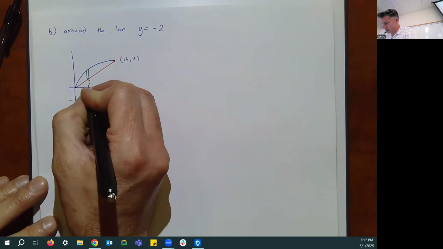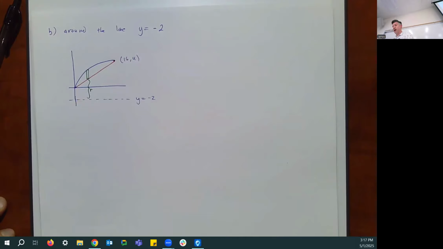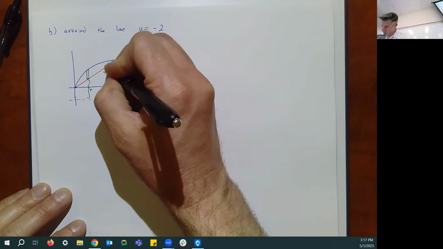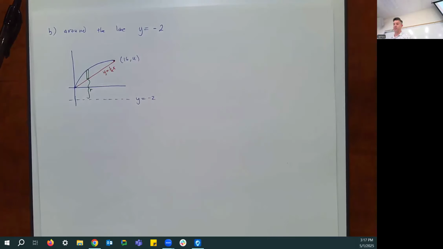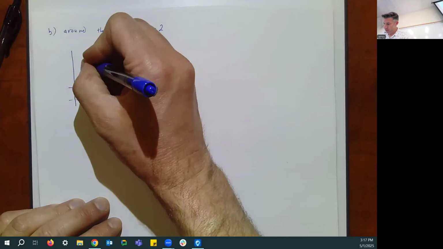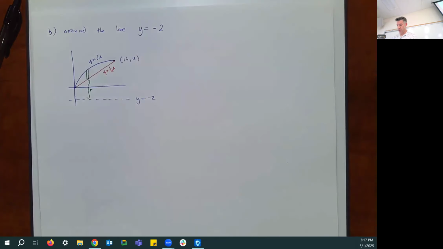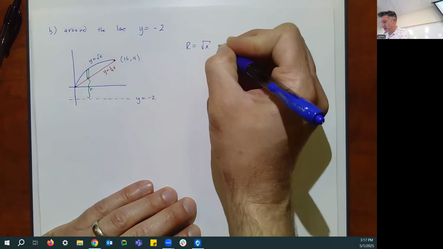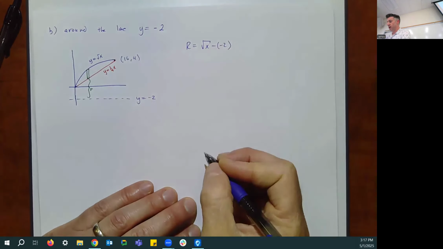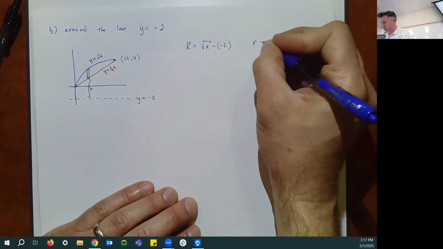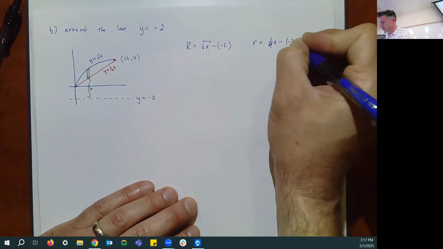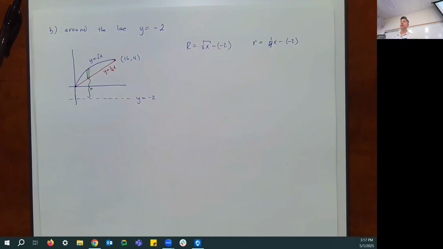My inner radius is now not just the function y equals 1/4 x, it's the difference between my function and the axis of rotation. Same is true for the larger radius as well. So to me, it looks like my large radius is going to be the square root of x minus -2, and my inner radius or my smaller radius is going to be 1/4 x minus -2. It's the difference between your function and your axis of rotation.